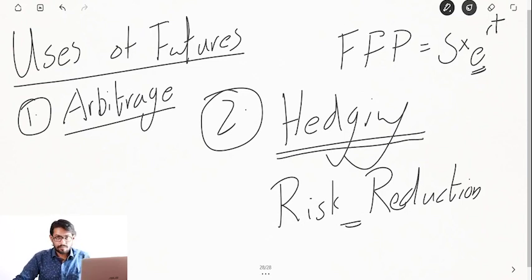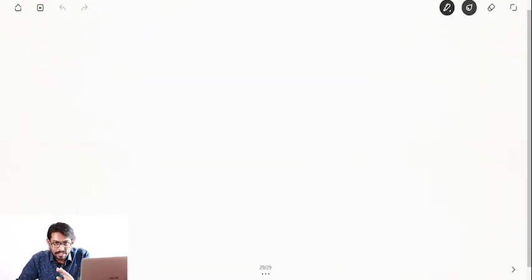The second use is hedging. Pay very close attention to how futures work for hedging. What is the real purpose of futures? And mind you, I have even spoken to a lot of people who use futures for gambling. Understand, futures is not for gambling. I'll come to gambling a little later. But the primary use of futures, the reason a product such as futures was launched, was for hedging.